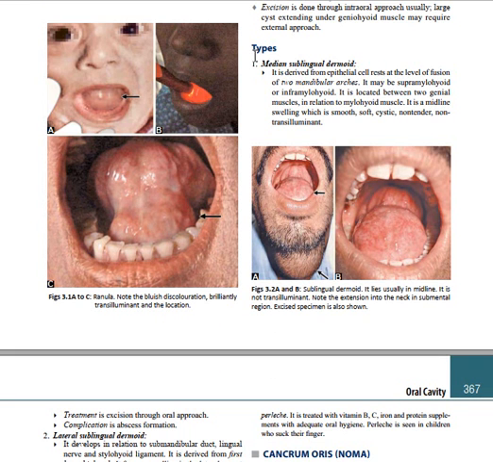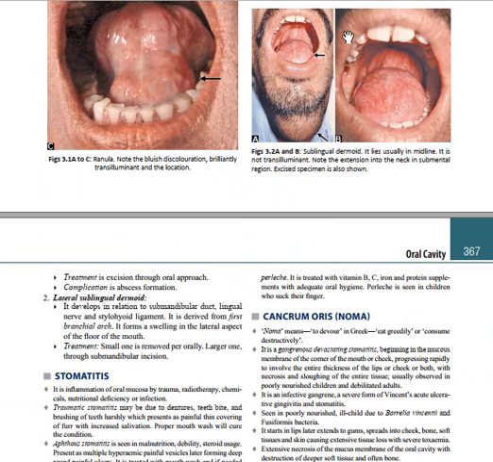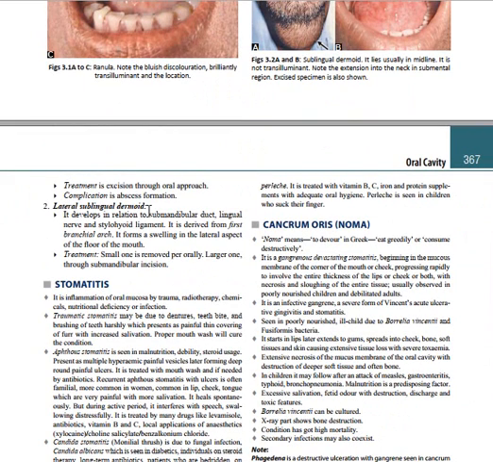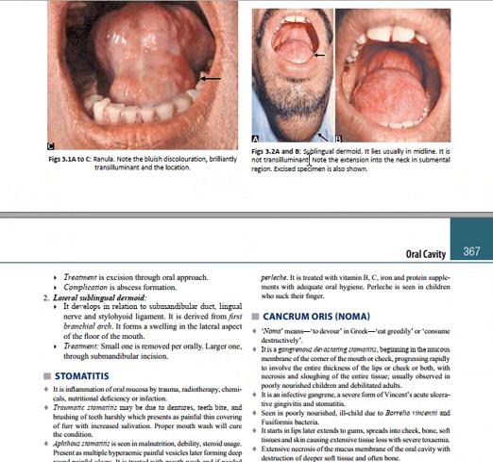So now the next thing that you're going to visualize is the type. So you have midline sublingual dermoids. These are the two main types: midline sublingual dermoids, and lateral sublingual dermoids. The midline sublingual dermoid, as you can see from the name, is located midline, and the general treatment is excision through the oral approach. So you enter through the mouth and then you excise it.